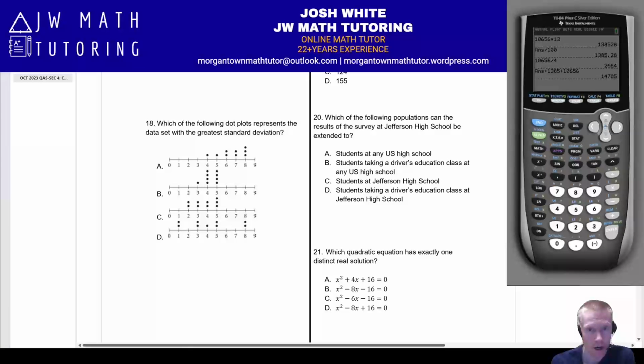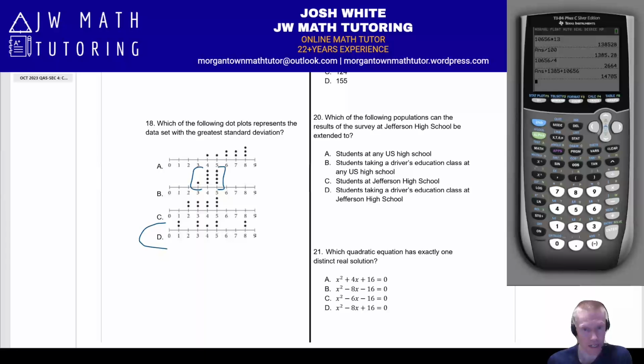All right, in 18, which of these has the greatest standard deviation? Standard deviation is how far apart the values in a set of data are spread from each other. So are they very close? Like B has a very low standard deviation because they're all clustered between 3 and 5. The correct answer is going to be letter D. This is the one that has the greatest standard deviation because you have values spread out all the way from 1 up to 8, with some in the middle. So the correct answer is D.